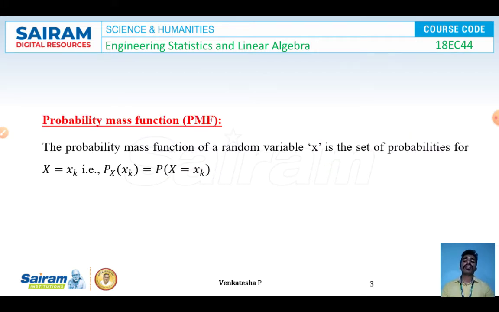Probability mass function. In a simple way, we'll be calling this probability mass function PMF. The formula to calculate the probability mass function is P of xk is equal to P of X is equal to xk. It means that we'll be taking the particular value of the random variable X here.